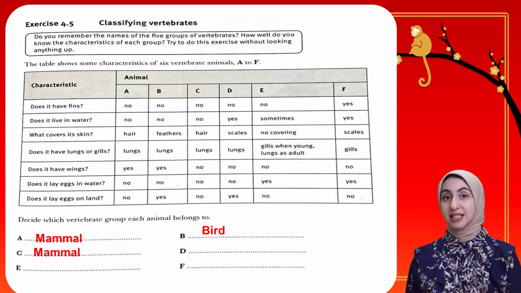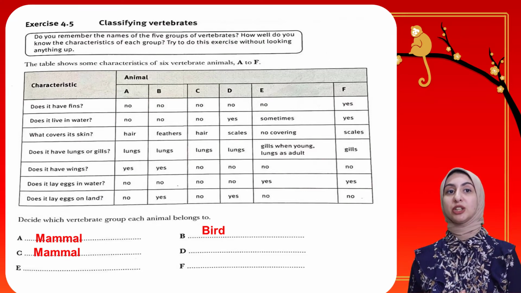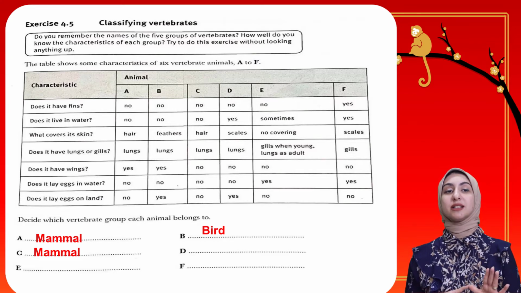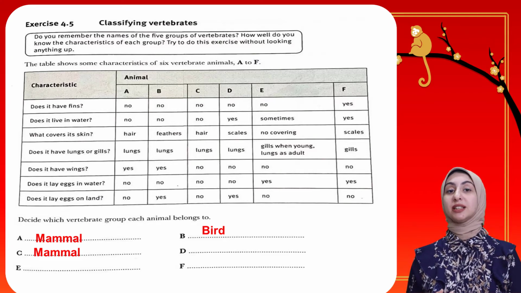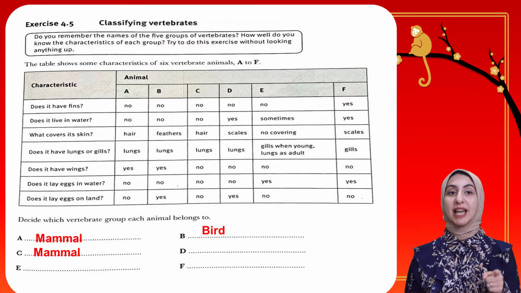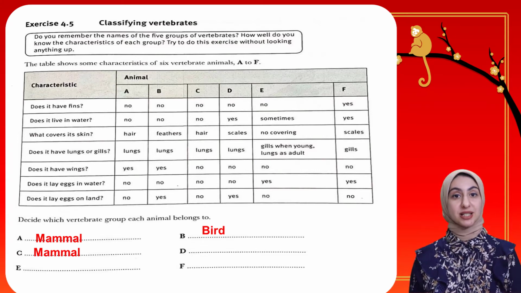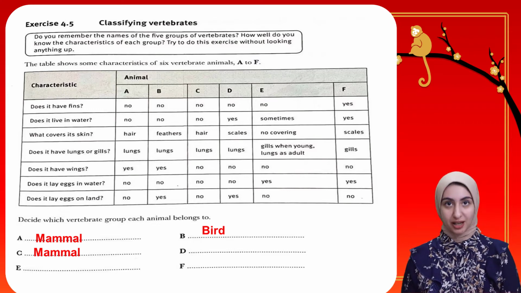For animal D, it doesn't have fins and it lives in water. It has scaly skin and it can breathe using lungs, and also it doesn't have wings and it doesn't lay eggs in water, but it can lay eggs on land, so it is classified as a reptile.